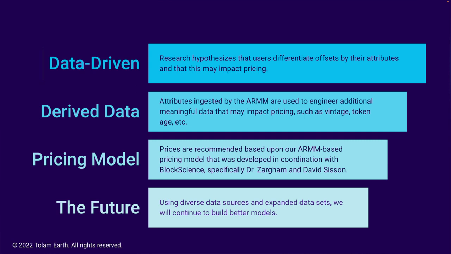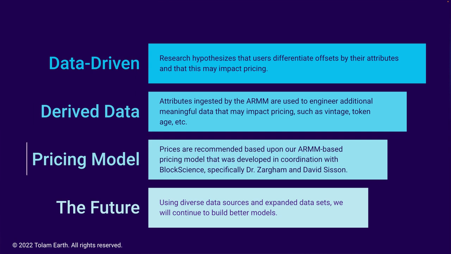The ARM takes a data-driven approach by making use of token attributes. Research hypothesizes that users use these attributes to identify non-fungible tokens that they wish to list or purchase, and that this ultimately impacts their perceived value. We derive additional data such as vintage, token age, and project's location. We are validating that these analytically differentiate a token's price.